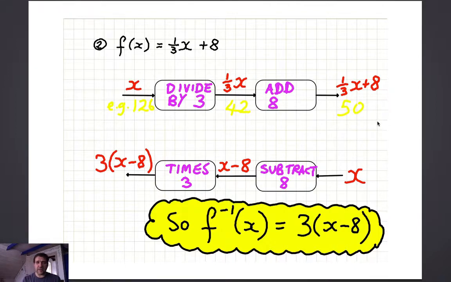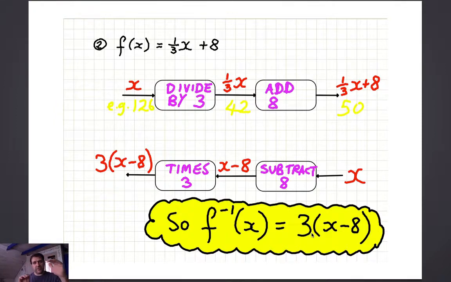And then if I try and do that the other way and do the opposite things, so the opposite of add 8 is subtract 8, and the opposite of divide by 3 is times 3 or multiply by 3. So if I start with x in the other end, the right hand side, and try and do the opposite things, I'm doing x in, subtract 8 gives me x minus 8, and then multiply all of that by 3 to get 3 times x minus 8. So if f of x is a third x plus 8, then the inverse function, f minus 1 of x, is 3 brackets x minus 8.